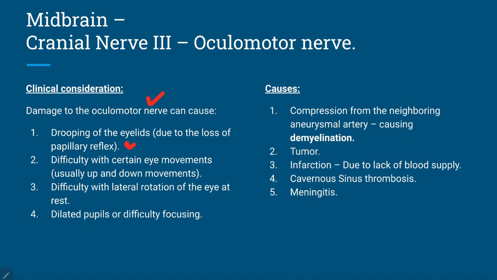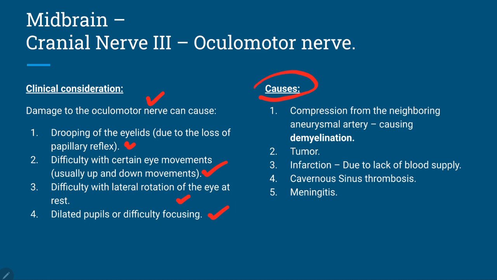Number one is the drooping of the eyelid. That is due to the pupillary reflex. Number two, we have difficulty with certain eye movements. Usually that will involve the up and down movements. Then we have difficulty with the lateral rotation of the eye at rest. And finally, we have dilated pupils or difficulty in focusing.